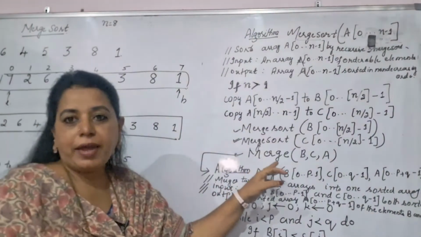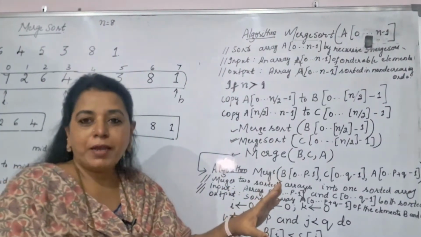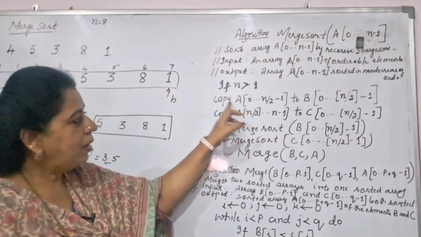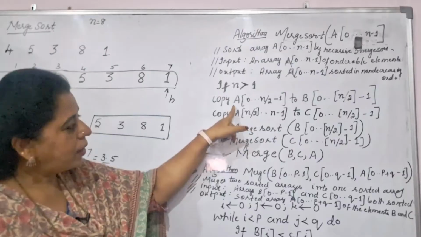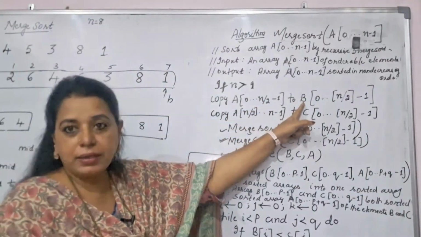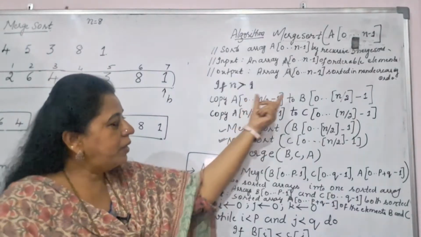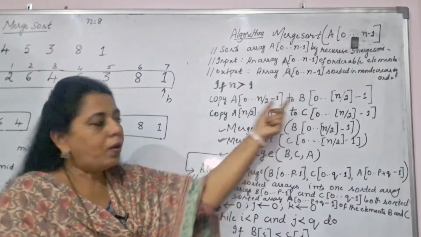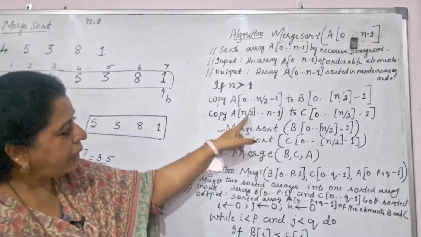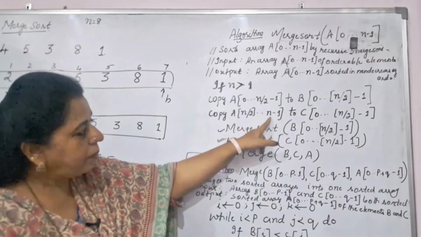So the pseudocode I have mentioned here is not making use of L, H or mid variables. Instead, you can see copy means you are copying the elements from 0 to n divided by 2 minus 1 to another array B. So the first half of the elements are copied to an array called B, then the second half of the original array, from n by 2 onwards to n minus 1.